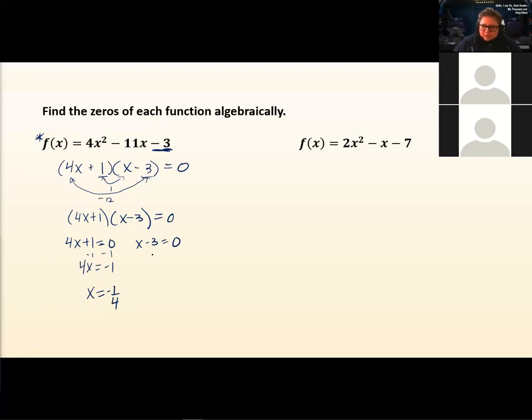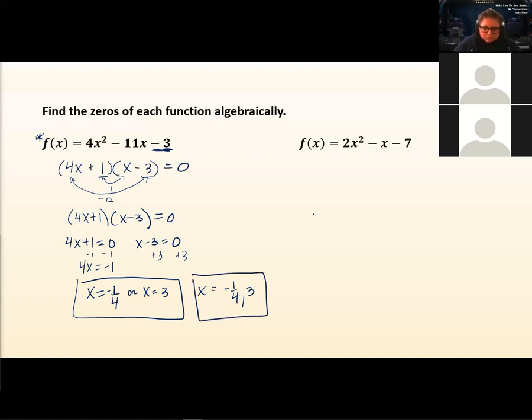And then for the second one, we're just adding 3, right? To both sides. Yep. So you have x equals 3. You could write it like this, or you could write it as x equals -1/4, comma 3. Also correct. Right.